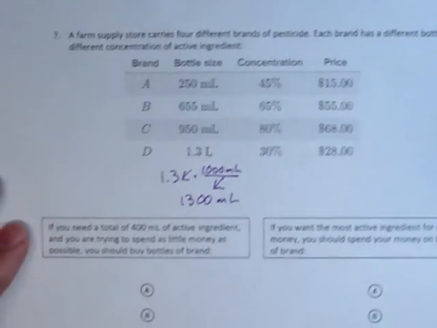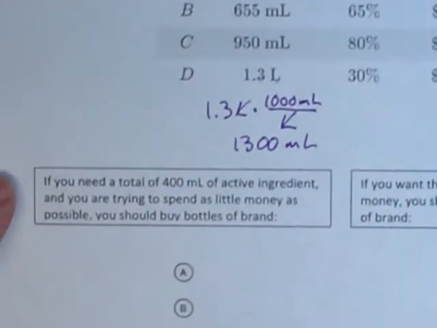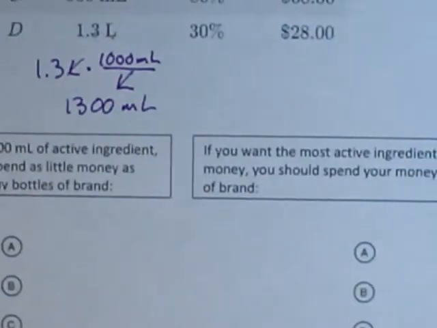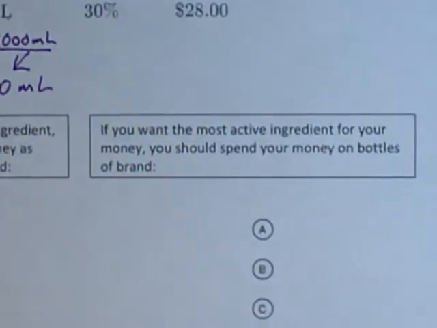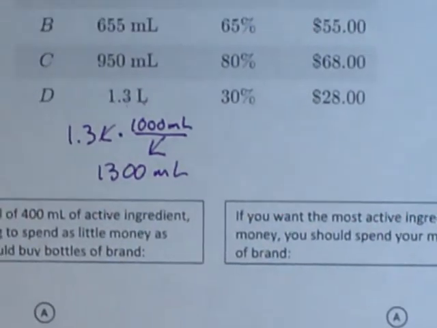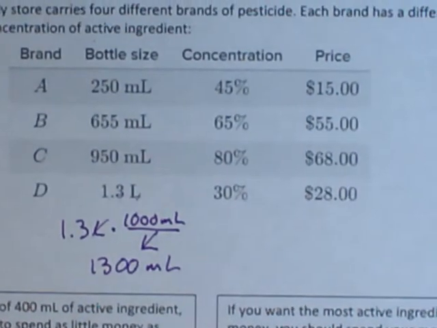They're asking us two questions here. The first question is, if you need a total of 400 milliliters of active ingredient and you're trying to spend as little money as possible, which brand would you buy? And the second question is, if you want the most active ingredient for your money, you should spend money on bottles of which brand. So what I'm going to do is take my table and add a couple of columns to it.